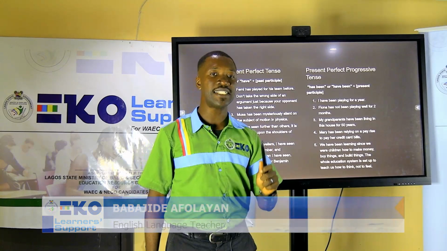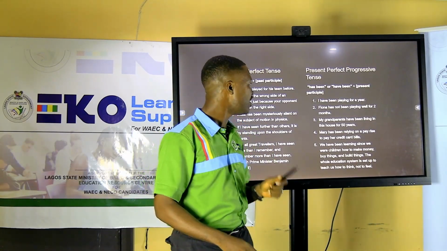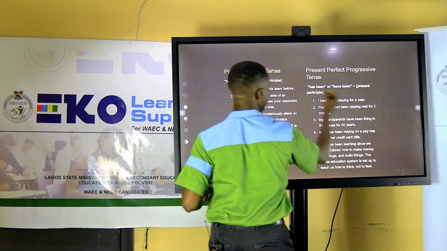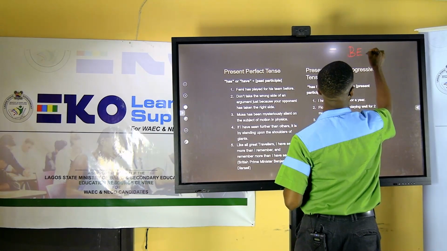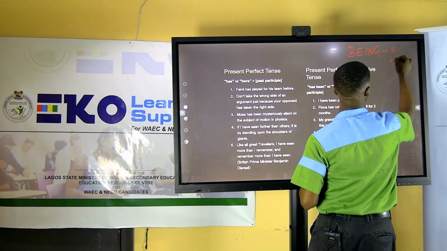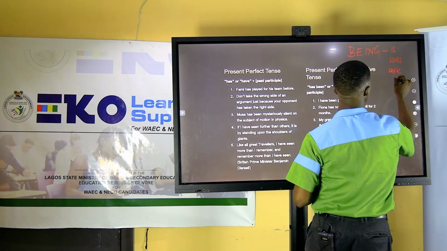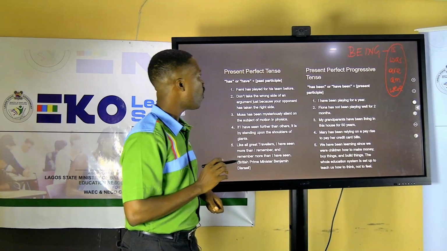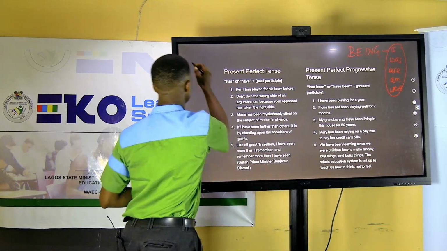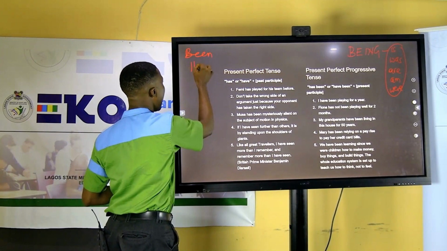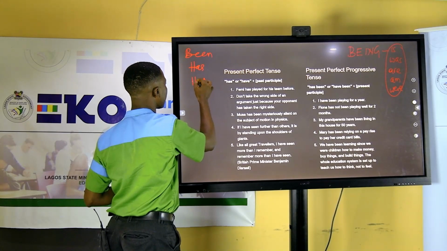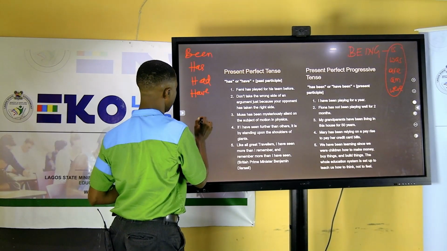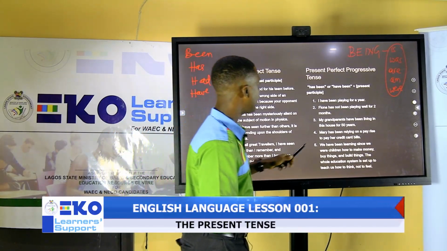But when you have the word being, B-E-I-N-G, we only go with is, was, are, am, and were. Let's take note of that. But when you have B-E-E-N, it will only go with has, had, and have. Okay, let's move on.